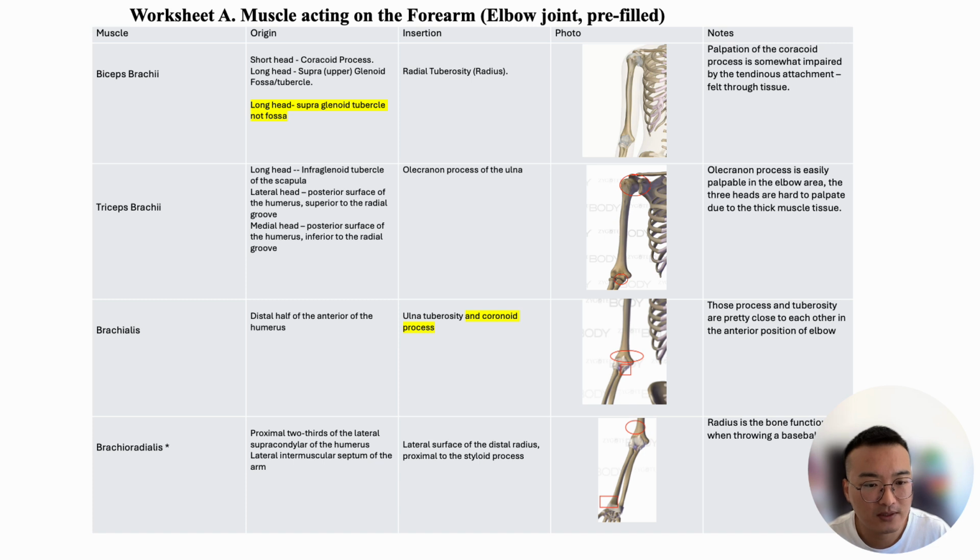The second muscle is triceps brachii. The origin of it is long head, infraglenoid tubercle of the scapula, the lateral head, posterior surface of the humerus superior to the radial groove, and the medial head, posterior surface of the humerus inferior to the radial groove. And the insertion of it is olecranon process of the ulna. Olecranon process is easily palpable in the elbow area. The three heads are hard to palpate due to the thick muscle tissue.